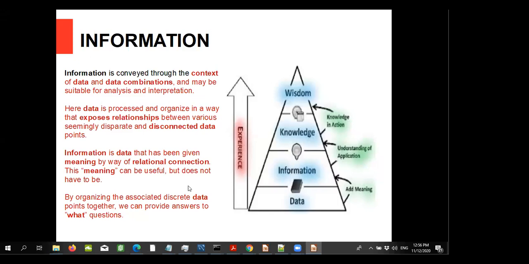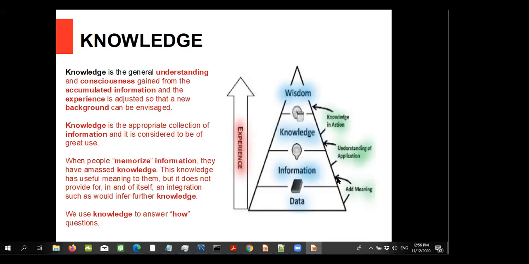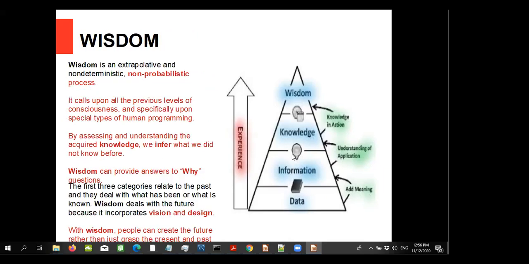So these are the connections we make at the information layer, more understanding of data. If you look at this map here, you see that meanings are added at the information layer. More meanings, we'll talk about that.